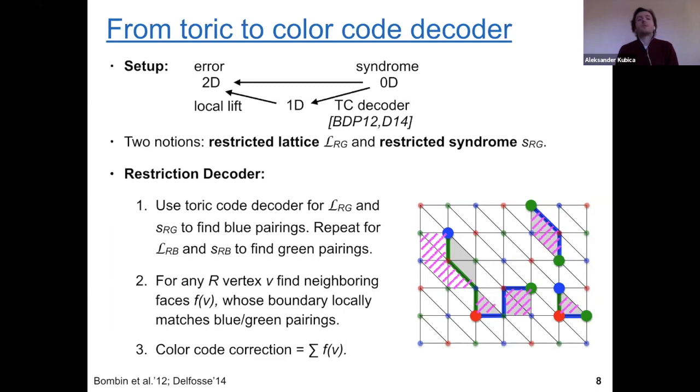In particular, if we use the minimum weight perfect matching decoder, then it can scale polynomially in the number of lattice constituents. But if we, for instance, use the union find decoder, its complexity scales almost linearly in the lattice size. So that's how we can get a color code decoder based on union find, which has almost linear time complexity. Thank you.